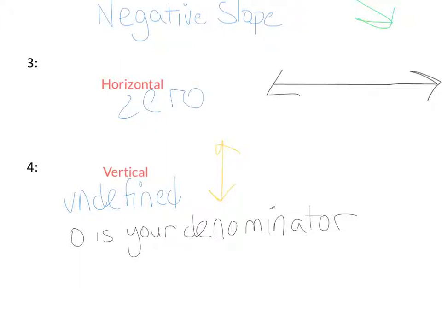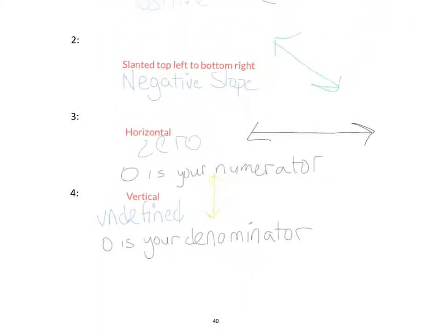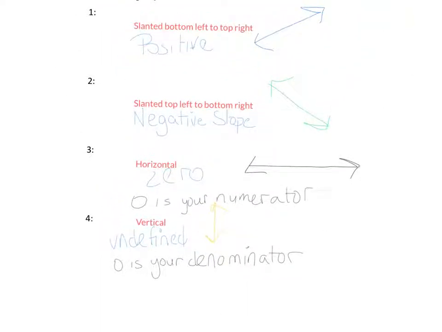And whether your denominator is positive or negative does not matter. It just means that 0 is your numerator. So the simplified fraction is 0. So this is how you can define and label the 4 types of slope.